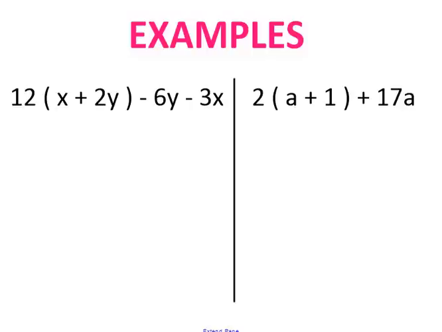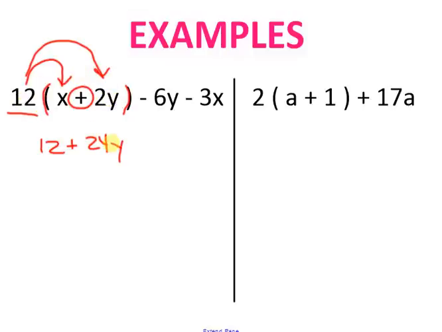All right, let's get a little bit harder here. Step one, find your parentheses. Here they are. Find the number outside the parentheses. Here it is. Let's distribute. 12 times x is 12x. Bring down your operation, which is plus. 12 times 2y. Well, what's 12 times 2? 24, and then bring down the y. Now, bring down the rest of the problem. Minus 6y minus 3x. Now combine like terms.